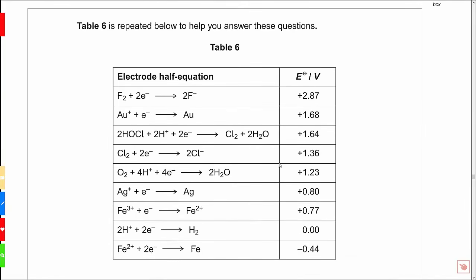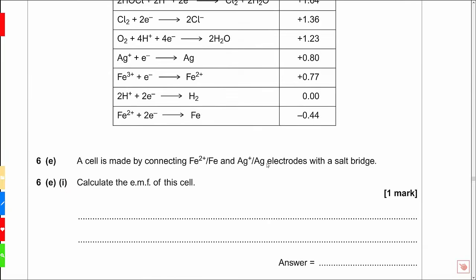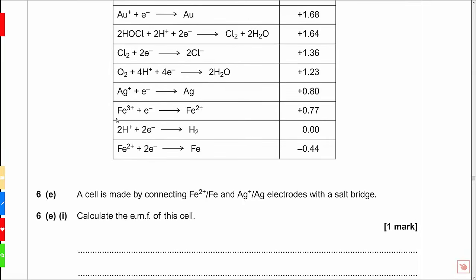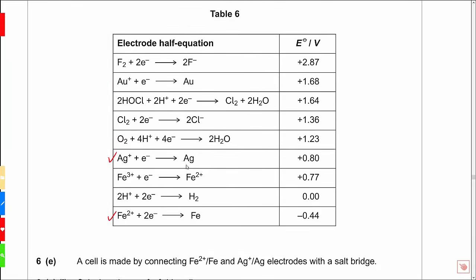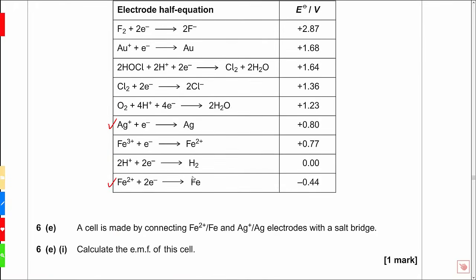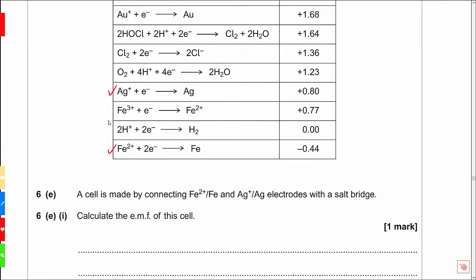Here it is again. Oh, they've given us the table again. That's nice of them. So a cell is made by connecting Fe2+ and Fe, and Ag+ and Ag. Be careful when they give other iron species. Is this a new table or a different table? I don't know. Don't use the wrong electrode potential here. They've done this on purpose. Just go, oh, there's iron, I'll use that one. So it's got to be this one here.